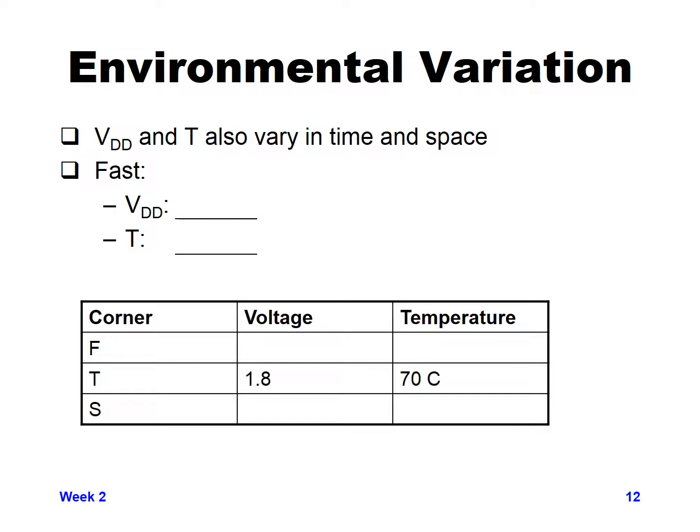So in addition to your process variation, we also keep in mind that there's environmental variation. A couple of your environmental variables that you can think about are the voltage going into your chip, VDD, and also your temperature. Those can vary over time as you're actually operating your integrated IC chip. Your VDD might have some amount of noise on it, and so it could go up and down. But it can also vary in space.